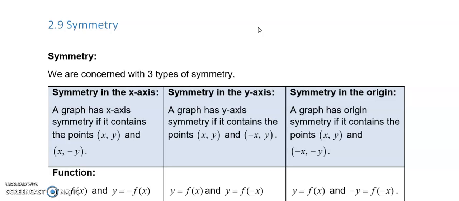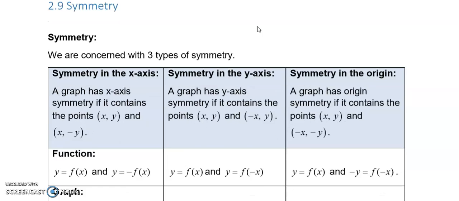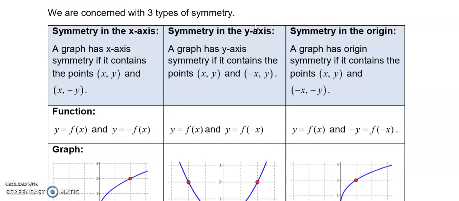This begins on page 30 in your notes, and this is all about symmetry. Okay, so you're going to see that there are three types of symmetry with regards to a graph, or at least three types that we're going to be looking at. And these would be symmetry in the x-axis.